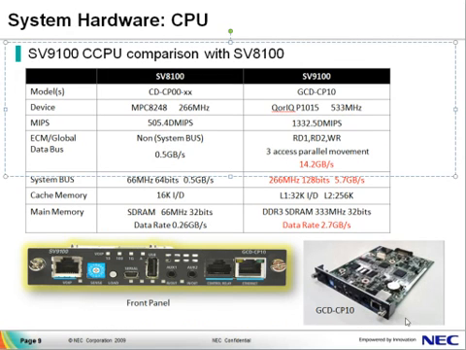This slide gives a comparison of the sv8100 and sv9100 CPUs with their technical specifications. You can clearly see that the sv9100 CPU has been increased performance-wise considerably. Notably, you can see that the microprocessor instructions per second, the data bus, system bus and main memory bandwidth have all increased. At the bottom of the slide, you can see that the front panel of the CPU on the sv9100 is very similar to the CPU front panel on the sv8100.